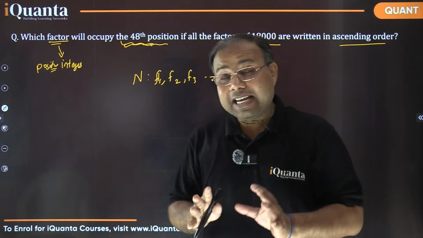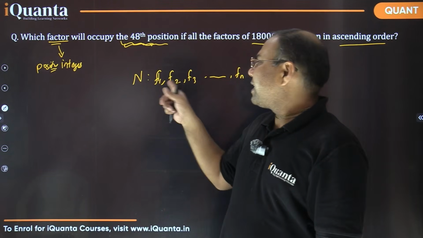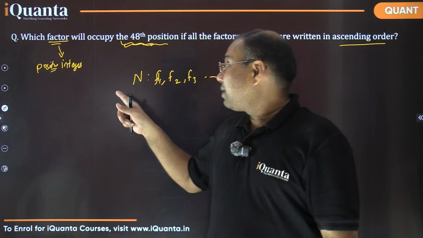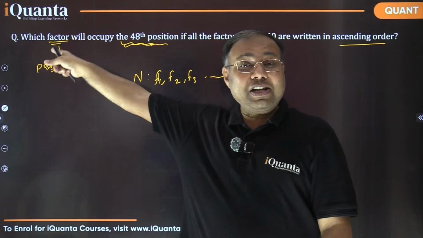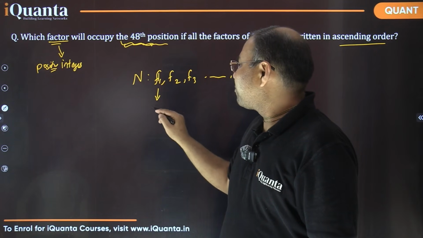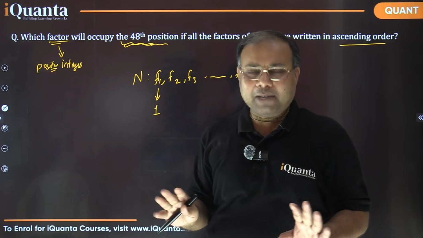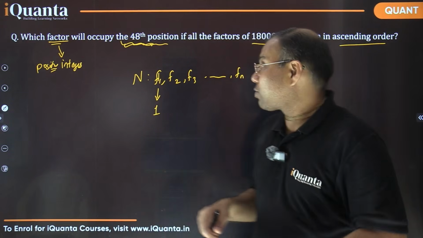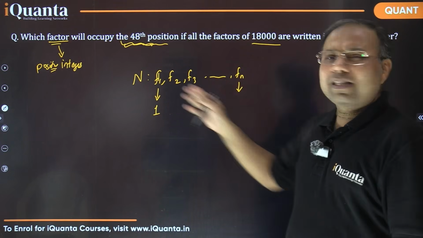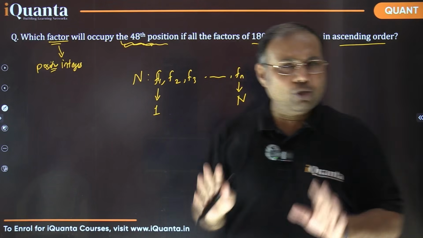For any natural number, any positive integer, what is the smallest factor, that is f1? Can you tell me what is the smallest factor for any number? Remember, factor means positive integer factor. So that is 1. So 1 is the smallest factor, the positive integer which divides any given number completely. And the largest factor which divides a given number is the number itself. This is true for all numbers.